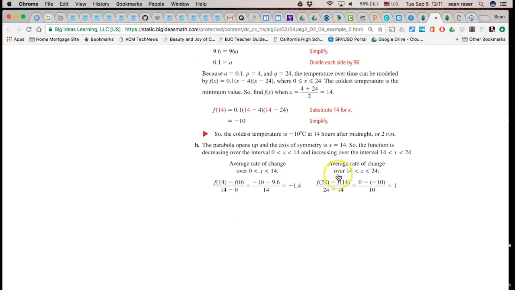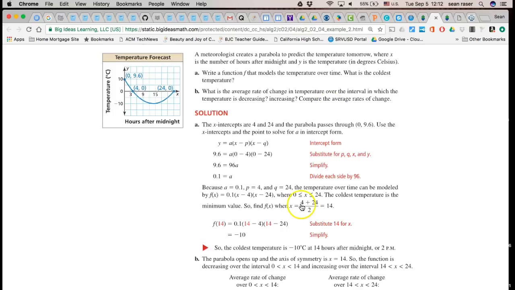So let's go ahead and plug those in. So we get 0 minus negative 10, that's y2 minus y1, over 24 minus 14. So we get 10 over 10, which is 1. And again, that's positive, which makes sense because we're increasing. So our average rate of change over our decreasing interval is negative 1.4, and our average rate of change over our increasing interval is 1. Okay, so really, rate of change is just finding the slope between 2 points. And when you're finding it over an interval, you use the points that are at the ends of your intervals.